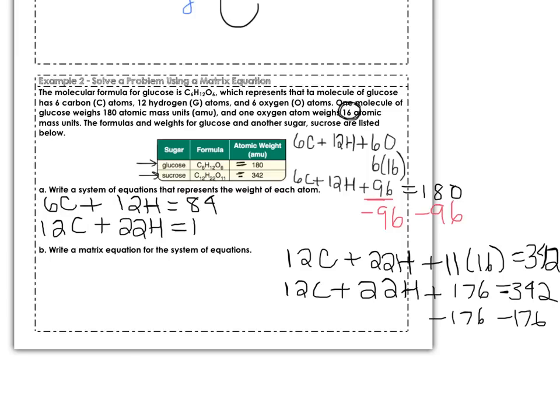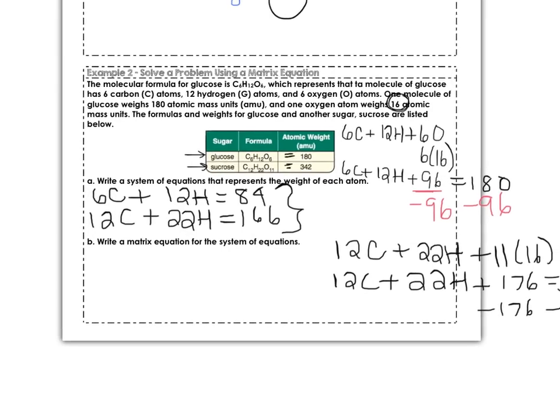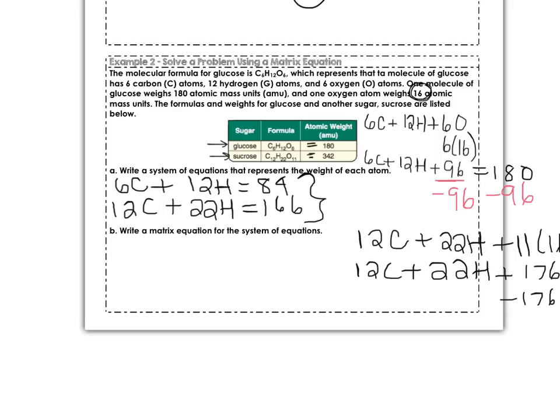It's going to be equal to 166. This is my system of equations. So now, last thing, got to create a matrix equation. Okay? So here we go. Once again, we have our coefficient matrix.